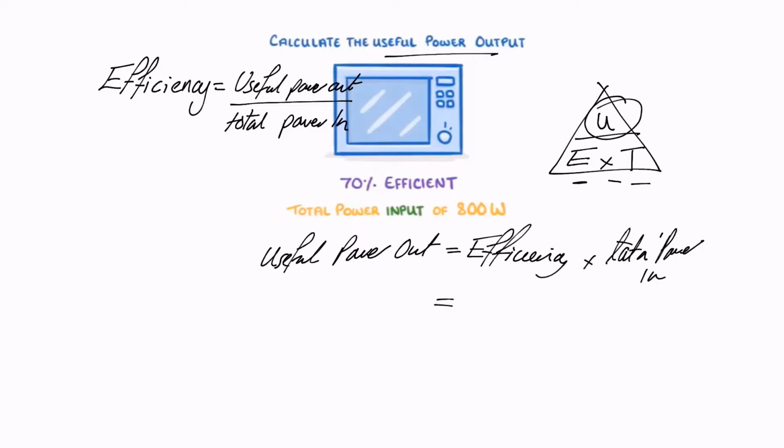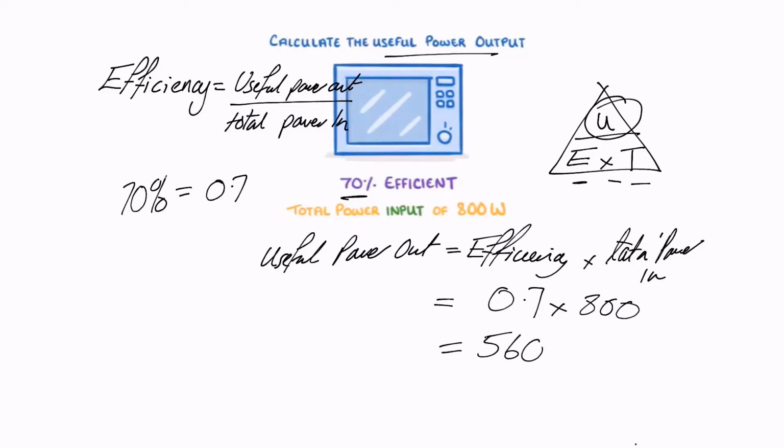Okay, so I need the efficiency. The efficiency given to me was 70%. I can't use 70% in the equation, so I'm going to need to convert this 70% into a decimal. The way I do that is I divide by 100. So my answer is going to be 0.7. So the efficiency is 0.7 times the total power in from the question, which is 800. And that's going to give me an answer of 560. And because I'm talking about power, it's going to be watts.